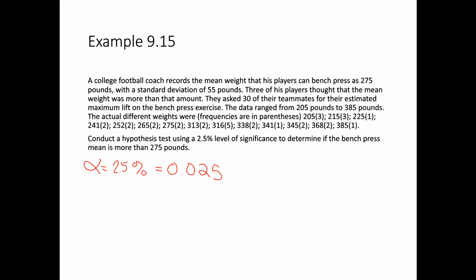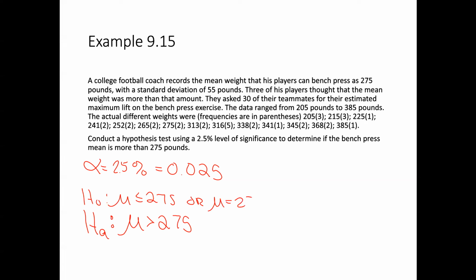So what we're trying to prove based on this sample data is that the mean is higher than what the coach claims. That's the alternative, isn't it? So the alternative hypothesis is that the mean weight is higher than what the coach thinks it is. So what's the null hypothesis? Well, it's either less than or equal to, or you could use equal. It does not matter. Okay, so since this is greater than, this is a right-tailed test.